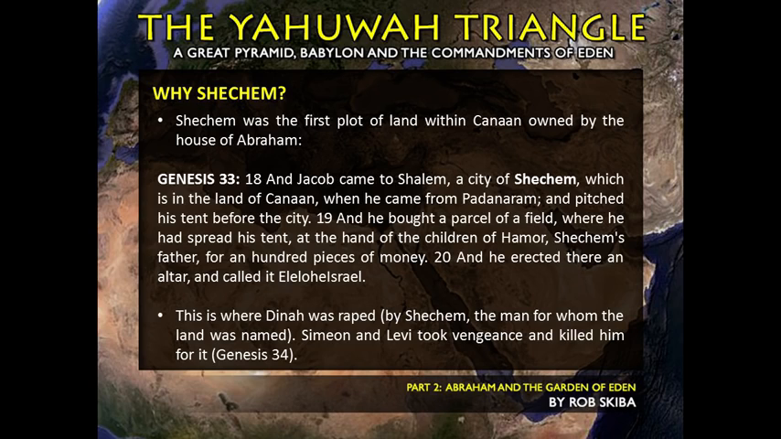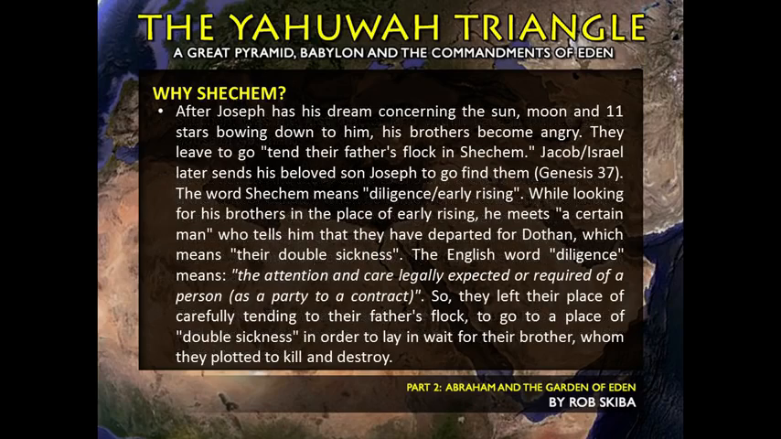It's also where we see that Dinah was raped there by Shechem, the man for whom the city was named. The city Shechem was named after the individual who raped Dinah, and of course we know the story with Simeon and Levi there. When Joseph has the dream, right? They got him in trouble. He has the dream about everybody bowing down before him and all that.